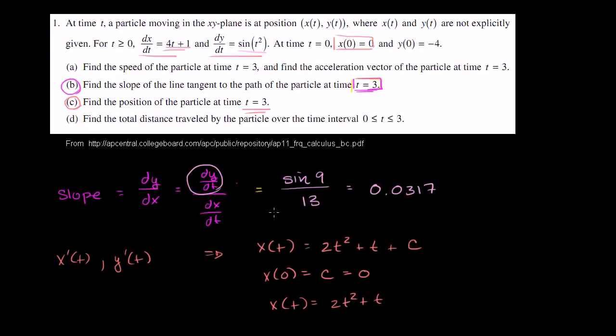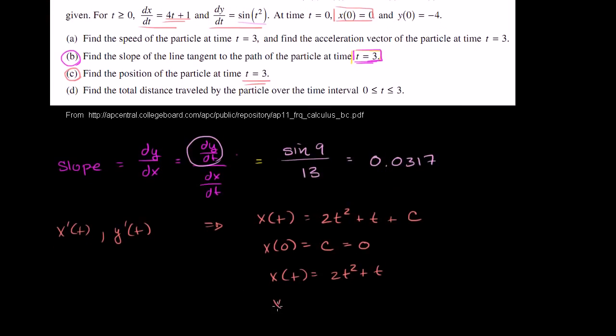So if you want to find x of 3, you just evaluate it right over here. So if you want to find x of 3, it's going to be 2 times 9 plus 3. 2 times 9 is 18 plus 3 is 21. So x of 3 is 21. Now let's try to do y of t.